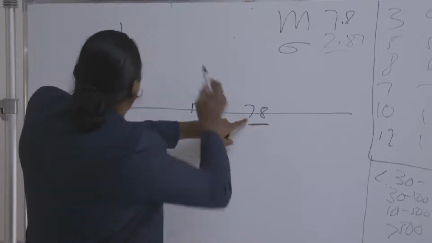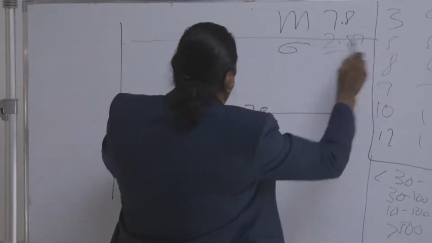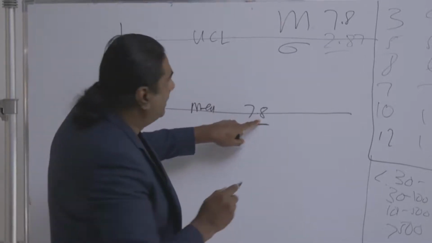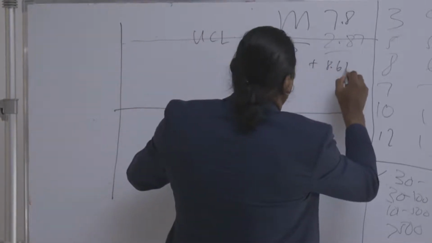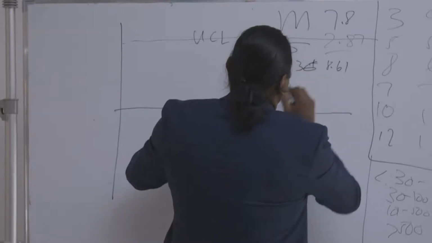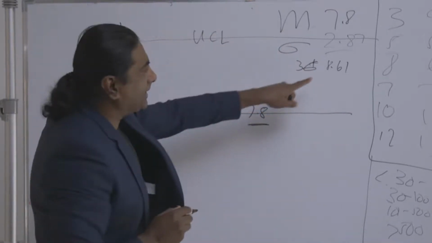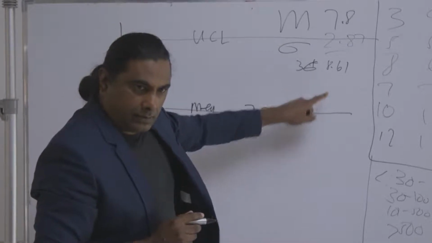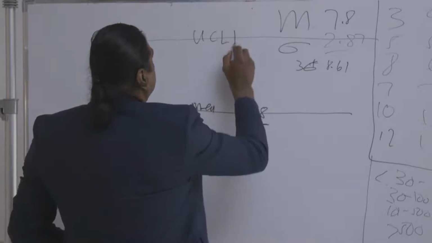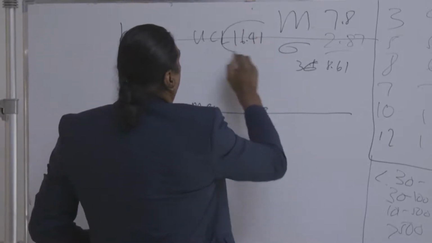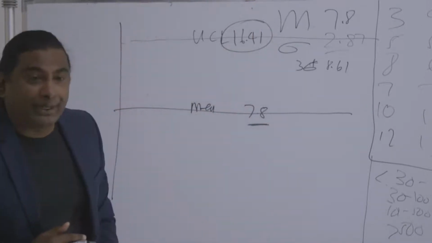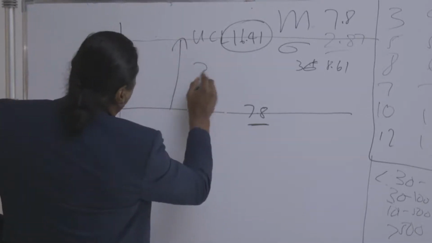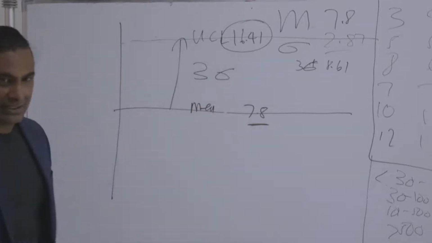So upper control limit will be 7.8 plus 8.61. What does that give you? 7.8 plus 8.61 is what? 16.41. That's the upper control limit, because the upper control limit is the mean plus 3 standard deviations.